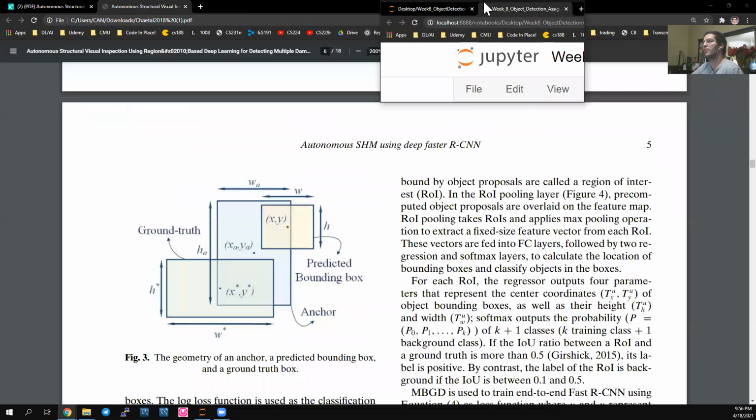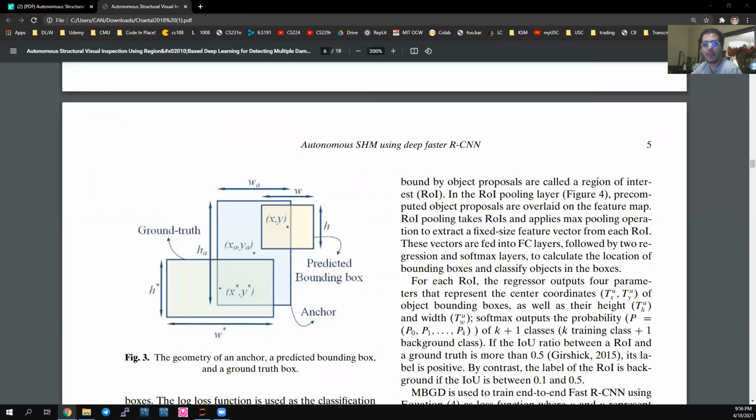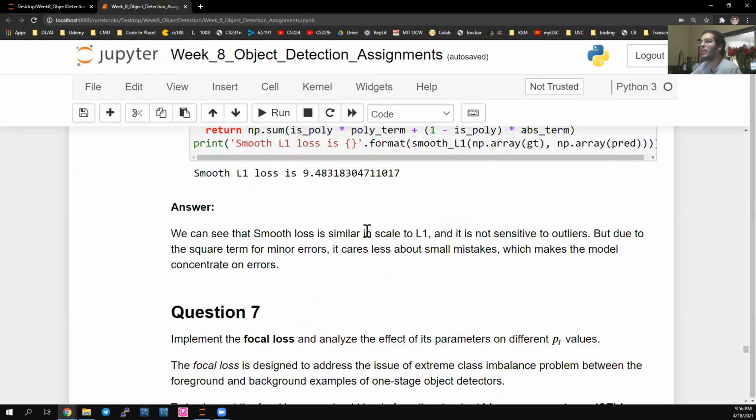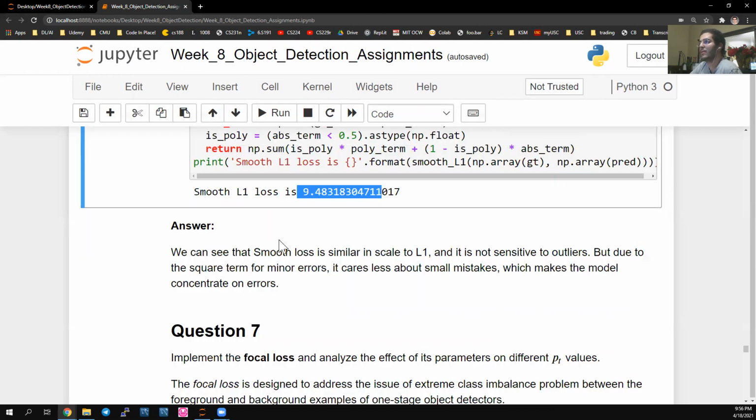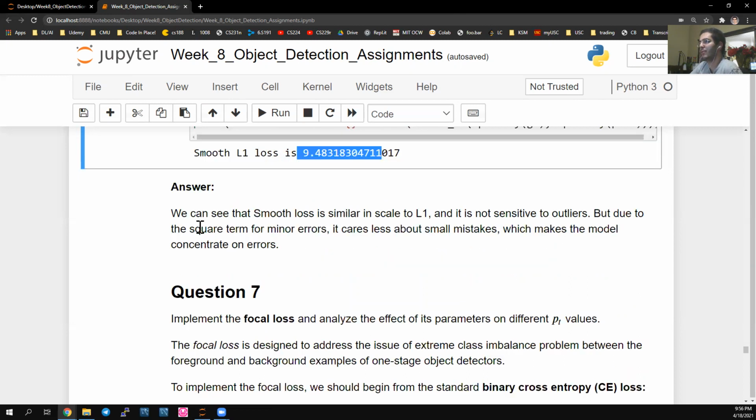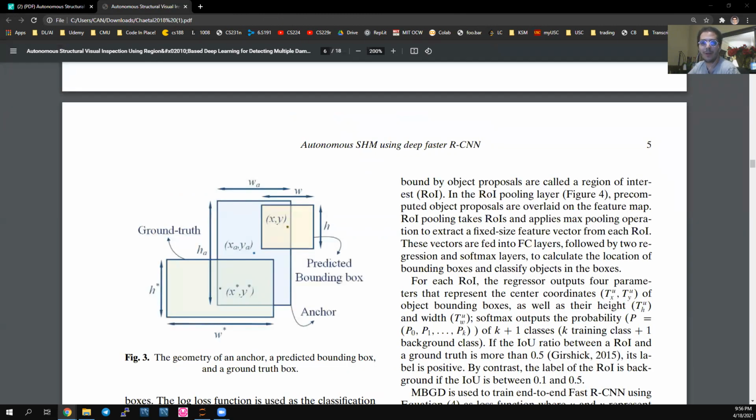Again, I implemented that. I will not be showing you the code, but I will share the number. Smooth L1 loss is 9.4. I will also read this part. We can see that smooth loss is similar to scaled L1 and it's not sensitive to outliers, but due to the square term of minor errors, it cares less about smaller mistakes. I think you can just read these parts, so I will not be sharing more.